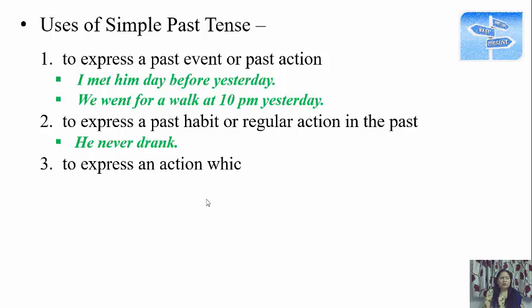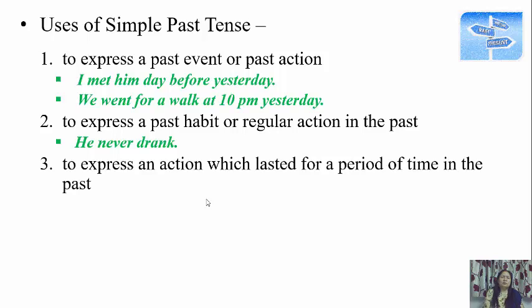Then we have to express an action which lasted for a period of time in the past, means which did not end, which did not take place at one particular point of time, but it continued over a period of time. The example is, she lived in New York for 7 years. So living in New York was not an action which took place at a particular point of time, but she lived in New York for 7 years. This kind of sentences can also be expressed in simple past tense.